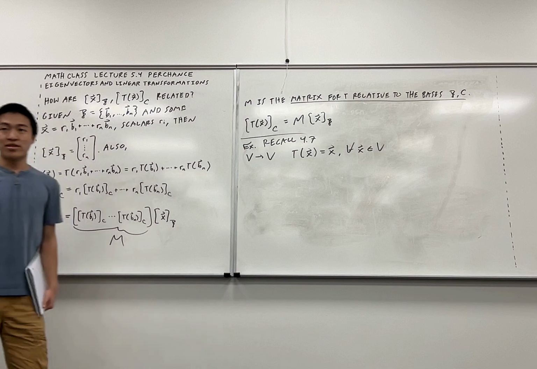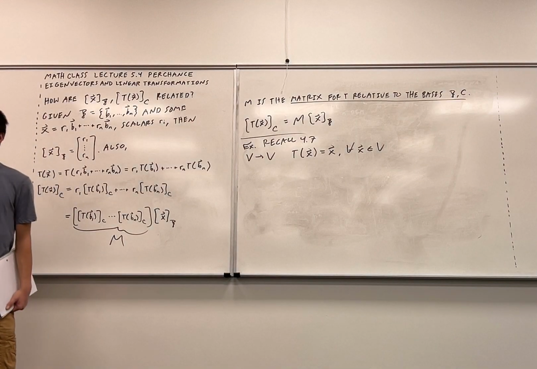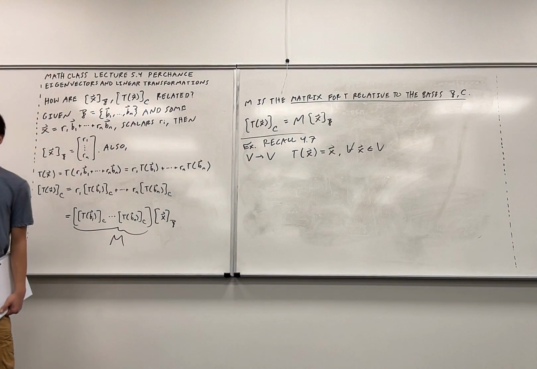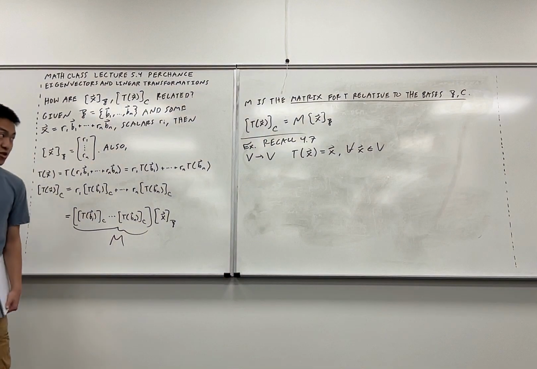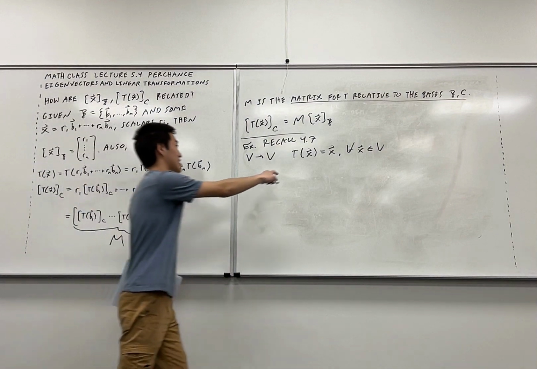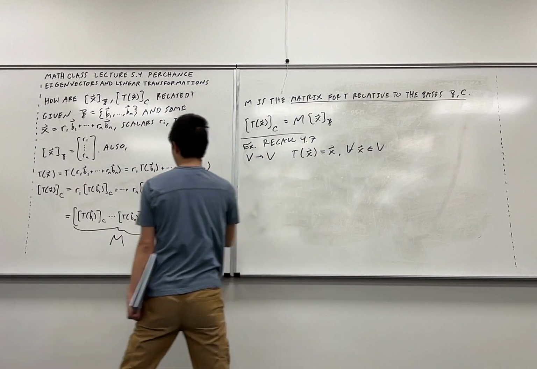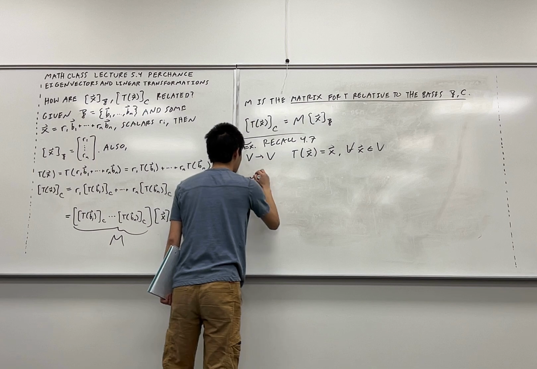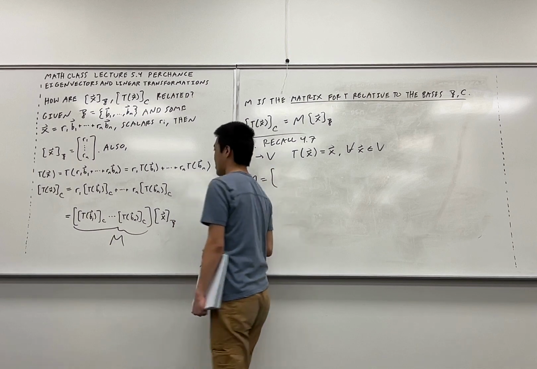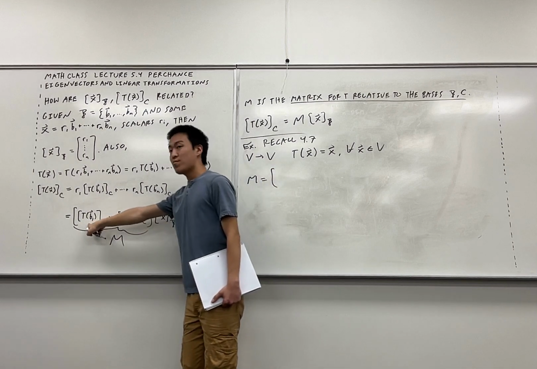If I'm changing the coordinates, I'm not trying to change the vectors themselves. I want the vectors to remain the same. I just want the coordinates that I used to describe it to change. So this is the identity. So if you think about that, let's construct our M. What does M have to look like? Well, M is going to have these columns, T of B1.